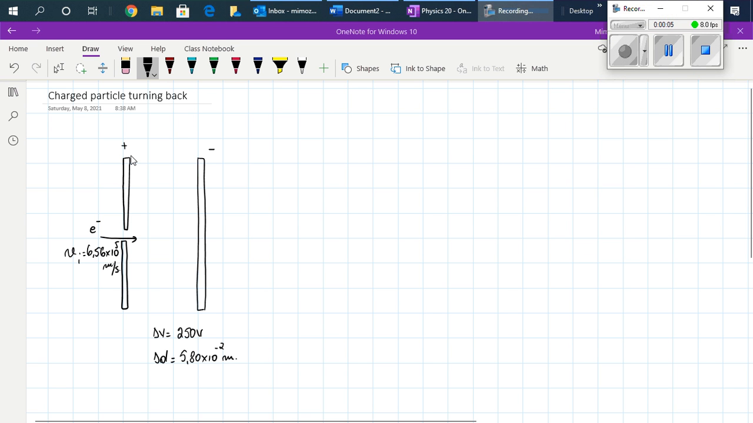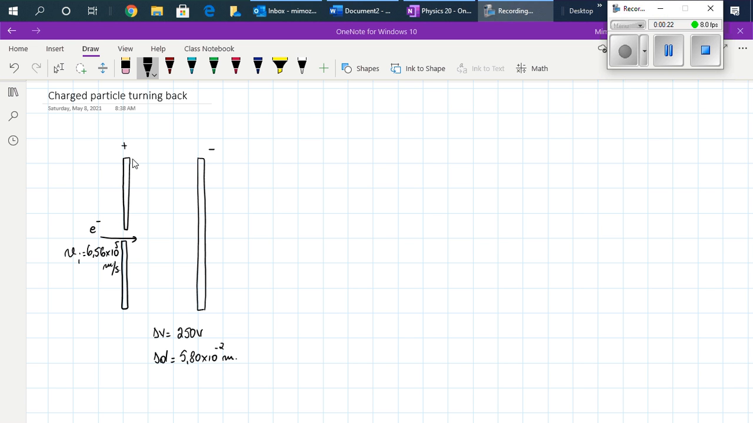So this is a question in which the charged particle is turning back because the kinetic energy that it has at the beginning, as it is entering between the parallel plates, is opposed by electric potential energy between the two plates.